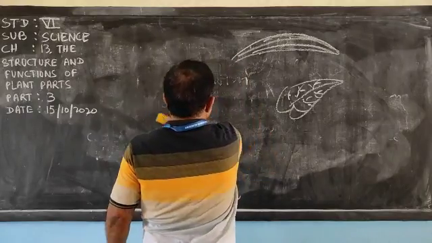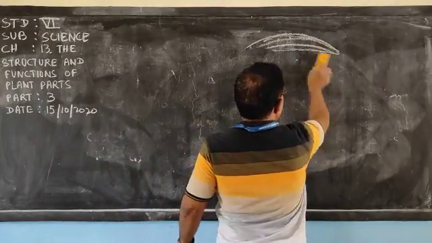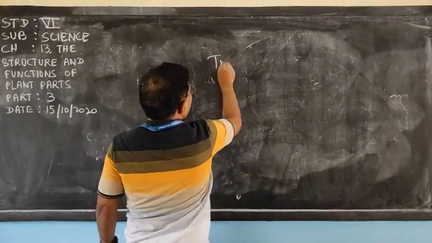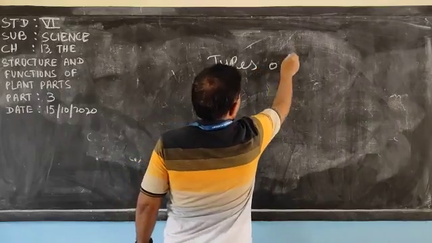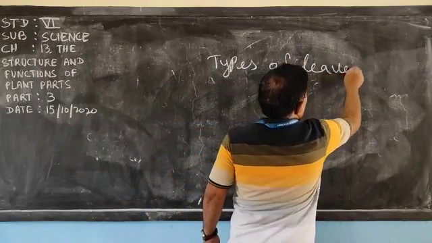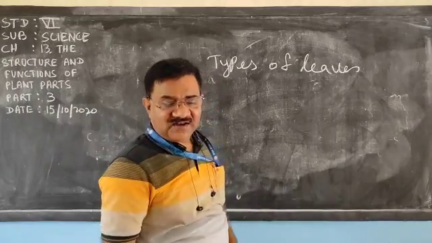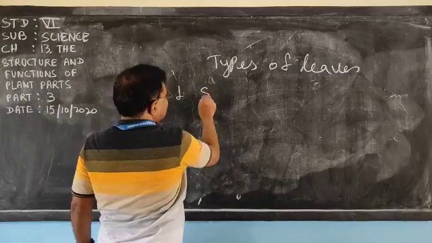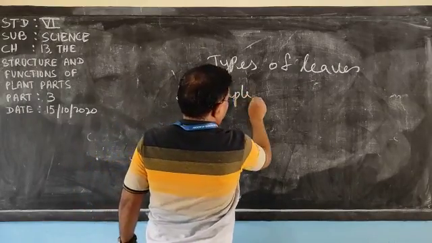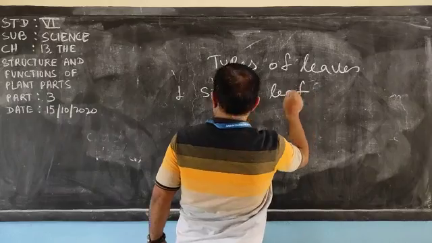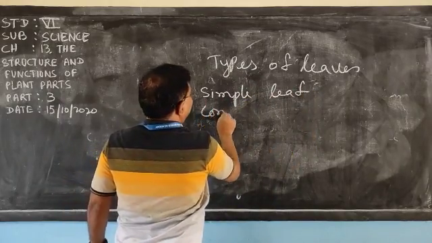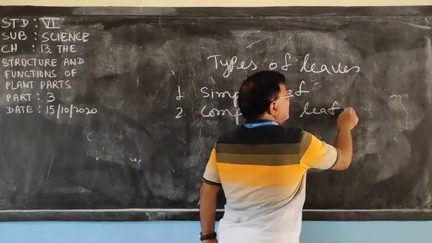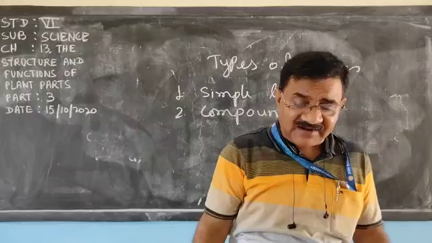Now, types of leaves. There are two types of leaves. One is simple leaf and the other is compound leaf. Now let us discuss what is a simple leaf and what is a compound leaf.